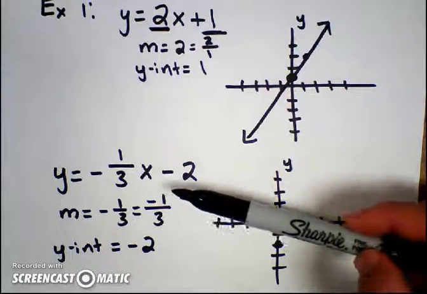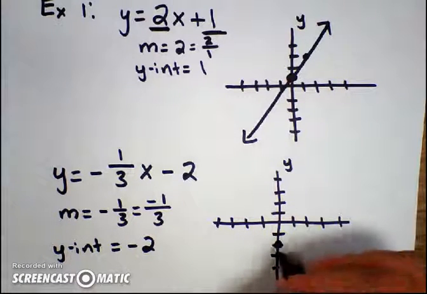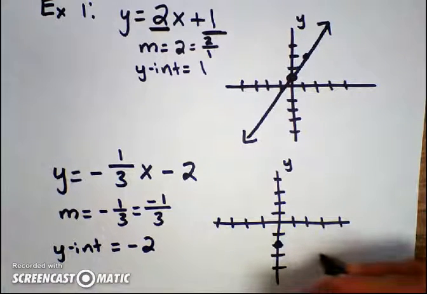So in this case, I have a negative on my 1, so instead of going up, I'm going to go down 1, and then to the right, positive 3 units. 1, 2, 3.